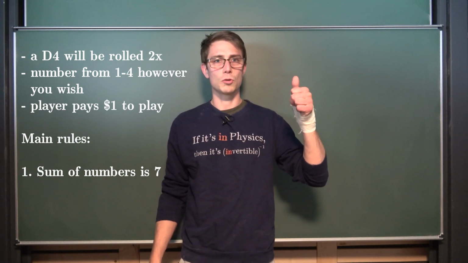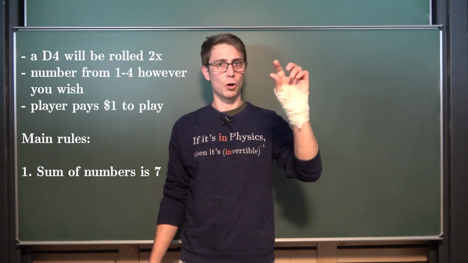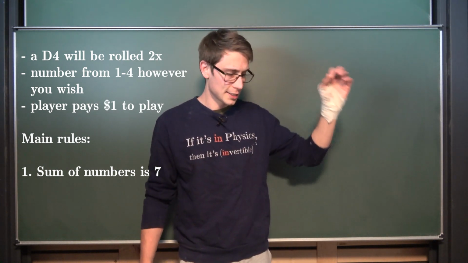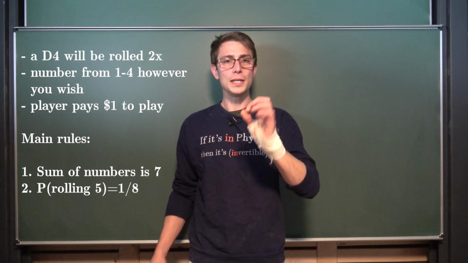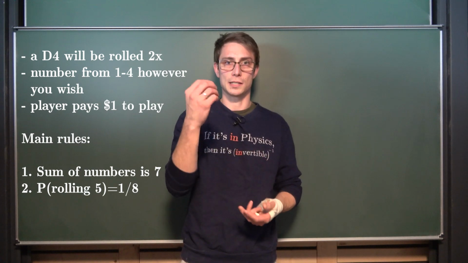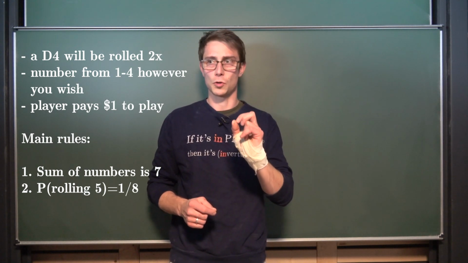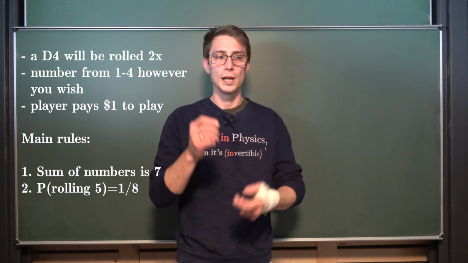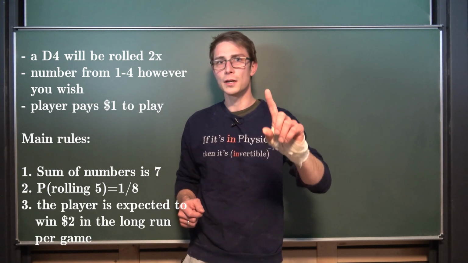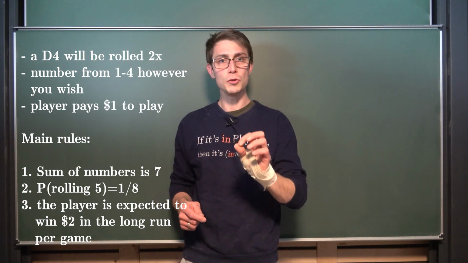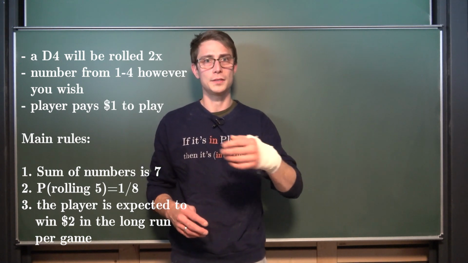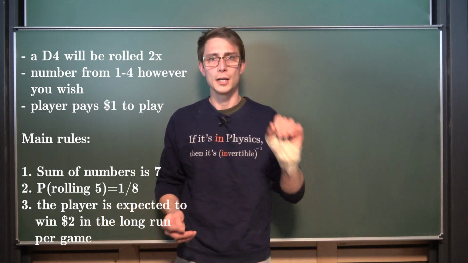Now, the first rule is that the sum of the numbers on the die must add up to 7 exactly. The second rule is that the probability of rolling the sum of the numbers as a 5 is going to be 1/8. So the probability of rolling a 5 overall is 1/8. And the last rule is that you are going to expect the player to win $2 in the long run per game. It's an expectation value, basically. Those are the main rules.